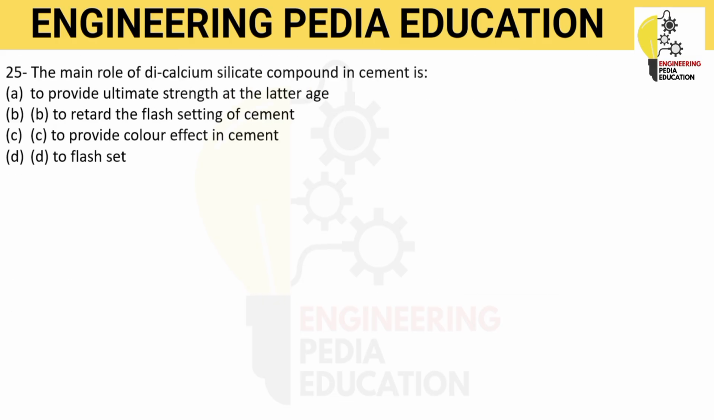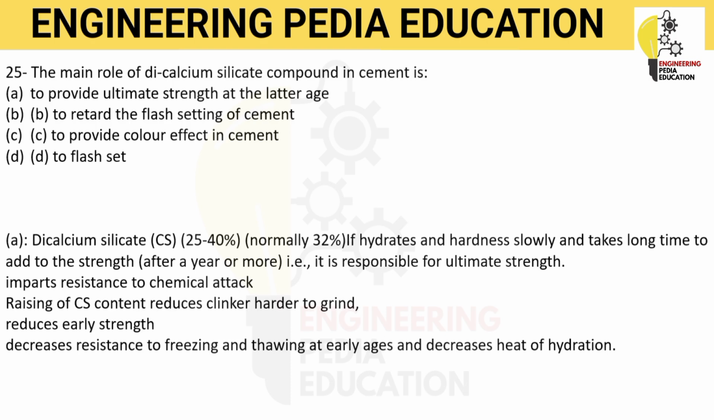The main role of dicalcium silicate compound in cement is: first, to provide strength; second, to retard the flash setting of cement; third, to provide color effect in cement; and last, to flash set. So the correct option is C2S, 25 to 40%. Normally 32% is used to provide ultimate strength at later stage. Raising of C3S content makes clinker hard to grind, reduces early strength, decreases resistance to freezing and thawing at early ages, and decreases heat of hydration.